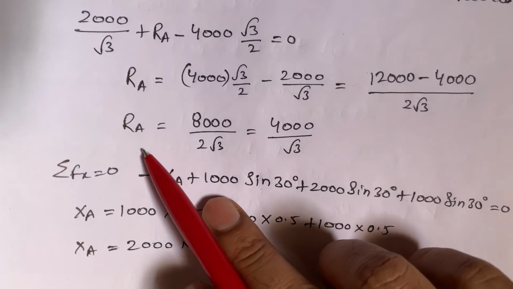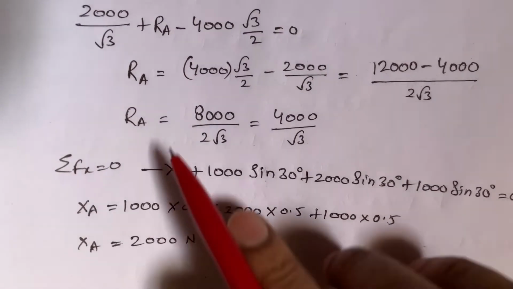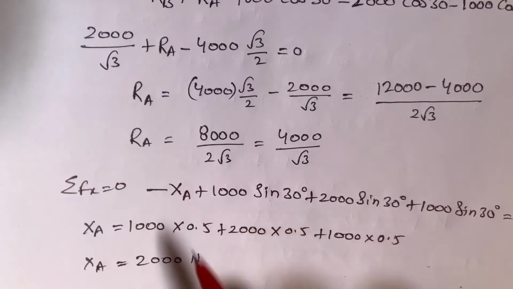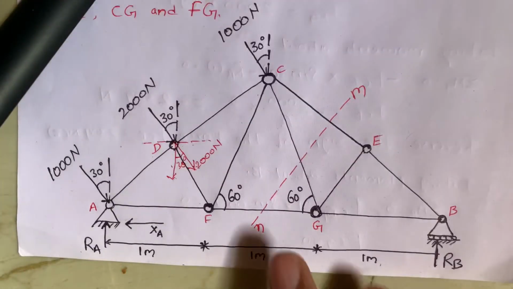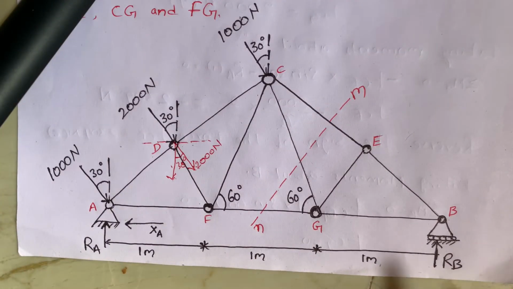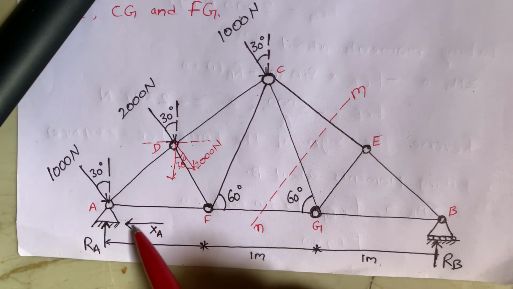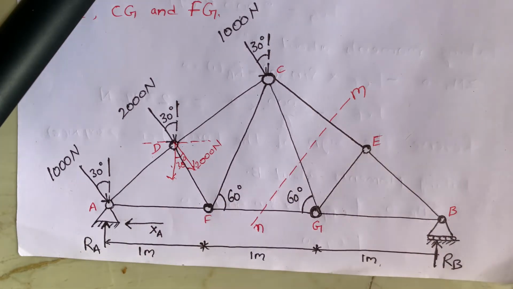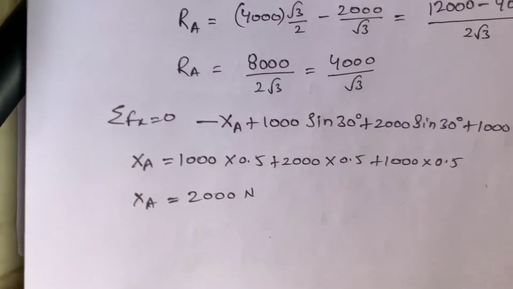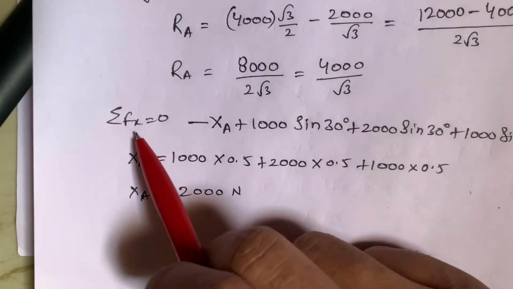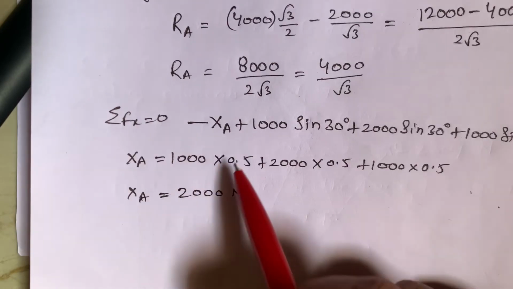That is RA value. Ultimately we got RB value and RA value, two unknowns, and the next unknown is XA. This is here, another XA value is there. So next one is summation of all forces in X direction.